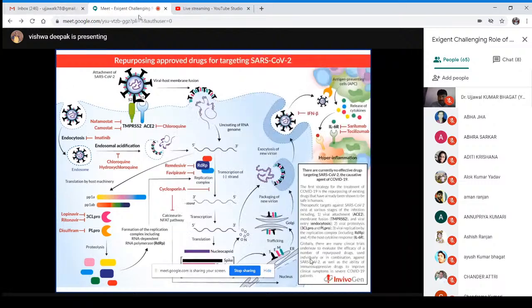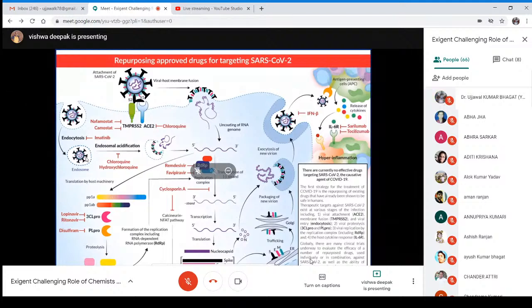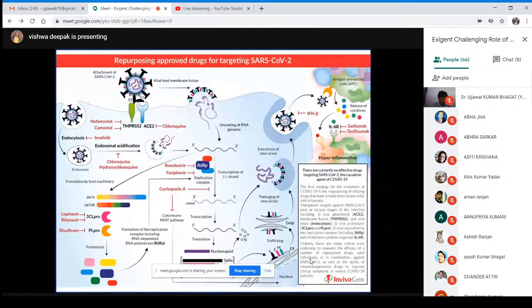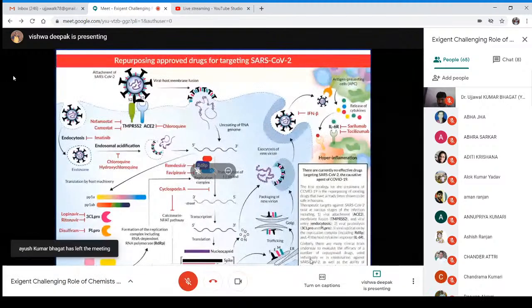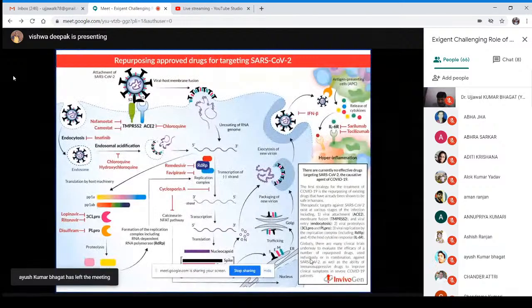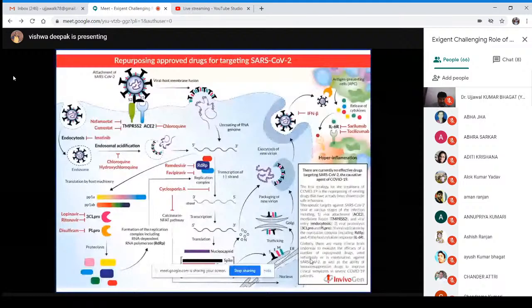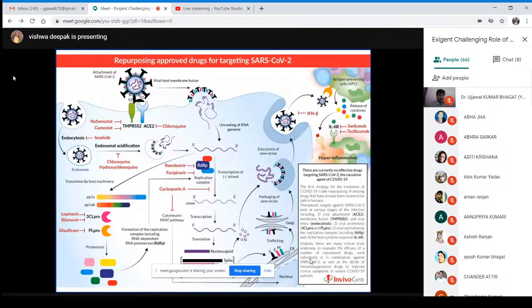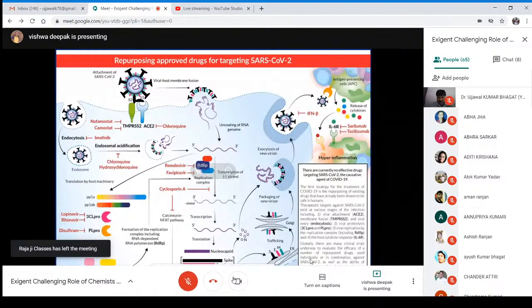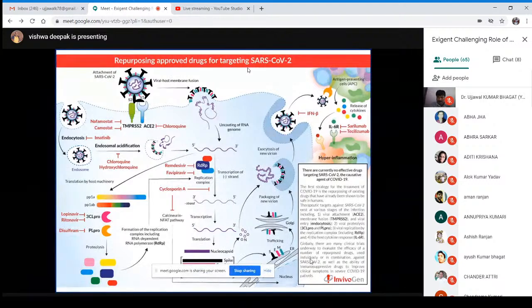So how does the repurposing of drugs work? You see here at different targets, like chloroquine and nafamostat, imatinib, it acts at the endocytosis stage. This chloroquine acts at the binding of the virus with the receptor, and lopinavir, ritonavir are working at the inhibition of proteases, the 3CL and PL proteases. So at different stages, different molecules are working, like remdesivir and favipiravir. These work at the replication of genetic material, so they disrupt the replication. And here you can see the antibodies, tocilizumab and sarilumab.